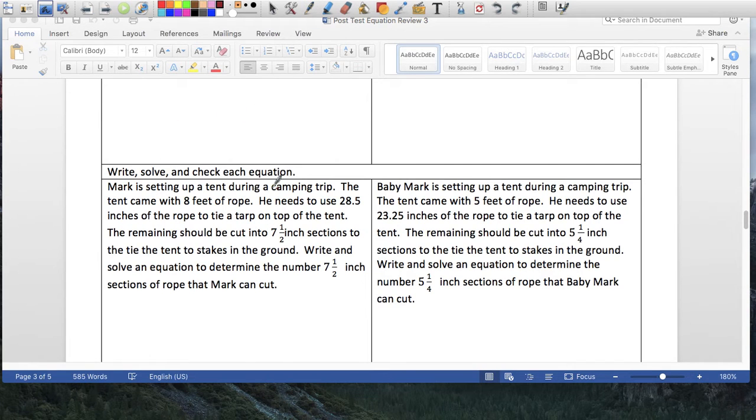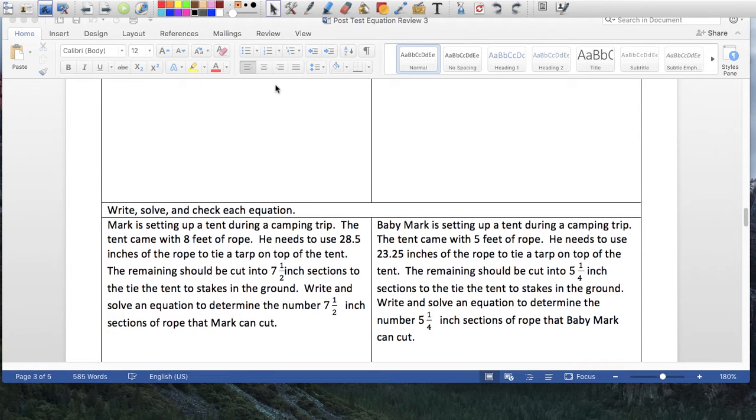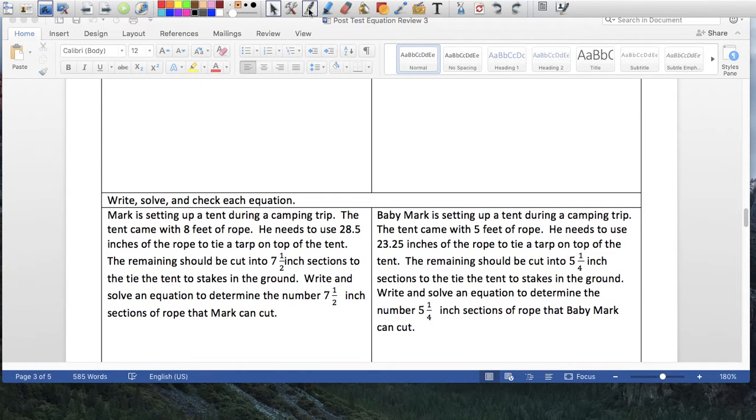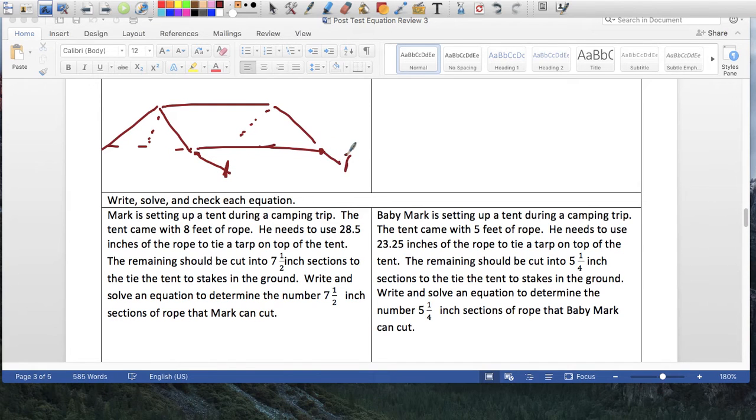So here's Mark setting up a tent. So hopefully I can explain it. If you go camping, there's your tent on the ground. There's a zipper, and then the tent is tied down with little ropes so it doesn't fly away, right? These things, and you probably need a few of these around.